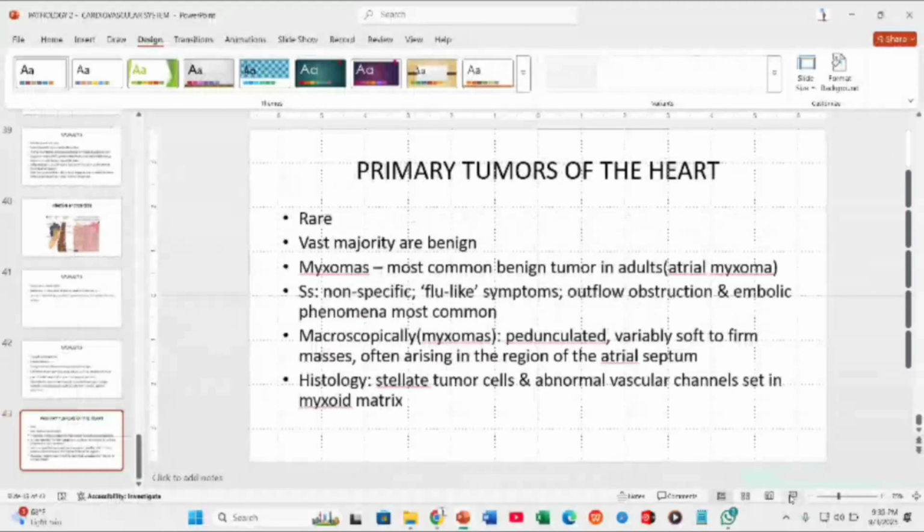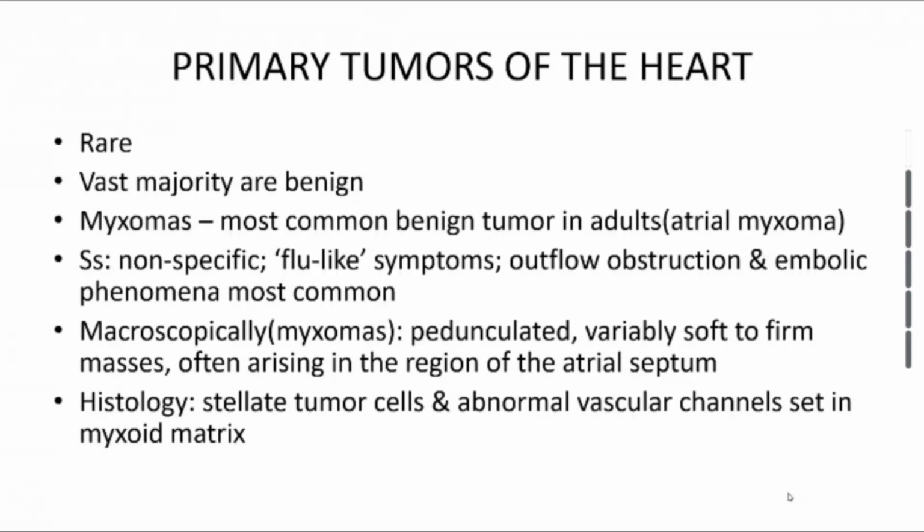Then primary tumors of the heart. Thankfully, these ones are very rare. And even when they are there, the majority will be benign. Tumors can affect any part of the body, any organ. A tumor can either be benign or malignant. So when you talk of tumors, most of the time we are referring to cancers, to masses, to neoplasia.